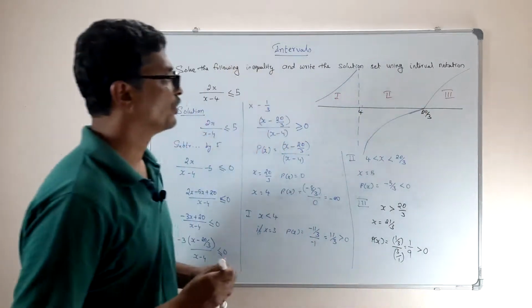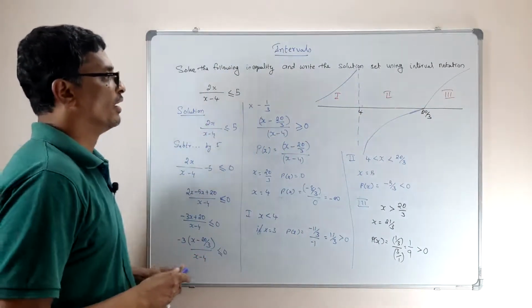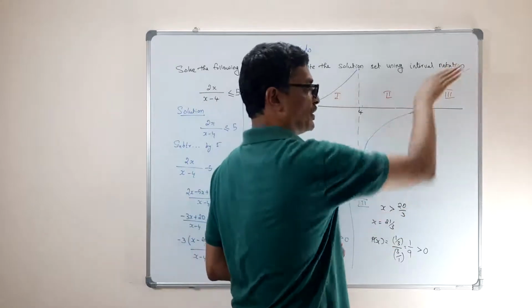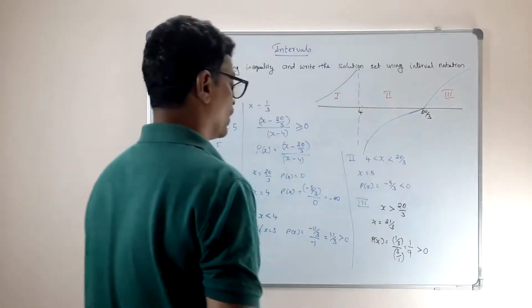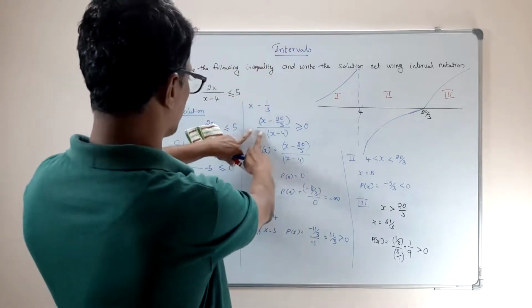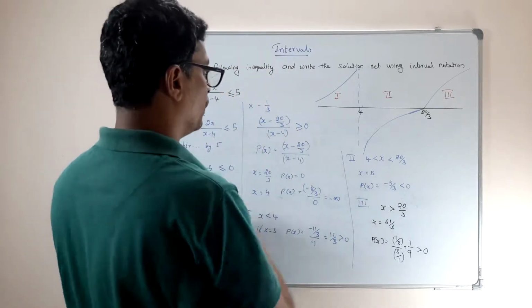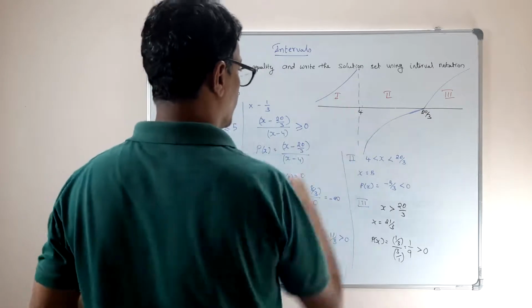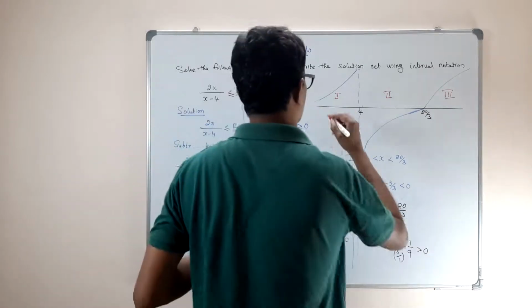So this won't be a break, it will be a continuous function. So anyway, for me, I'm just drawing like that. So tell me, which are the regions? What we want is P of x greater than or equal to 0. So here, first and this third region.